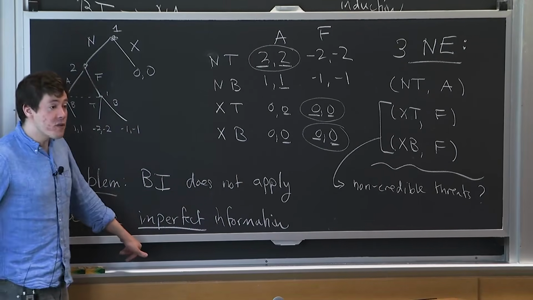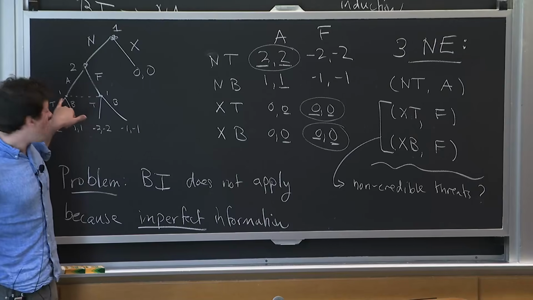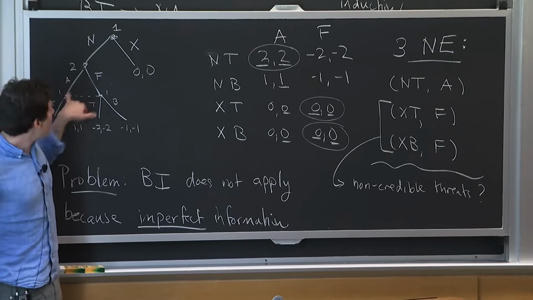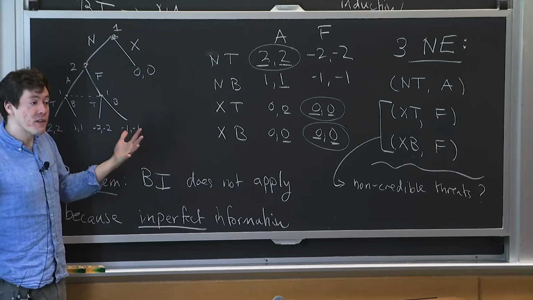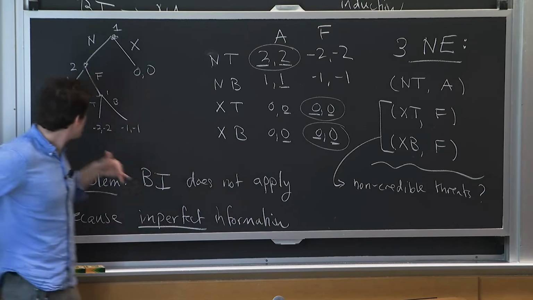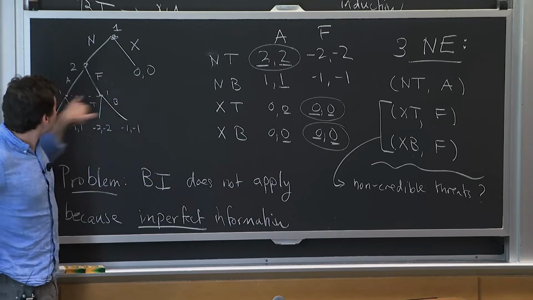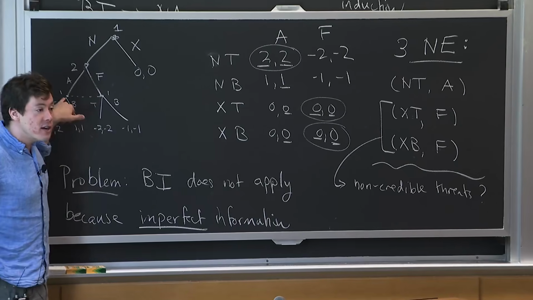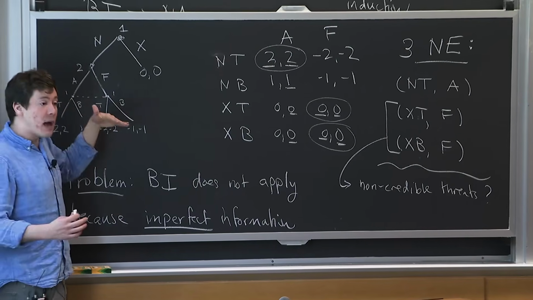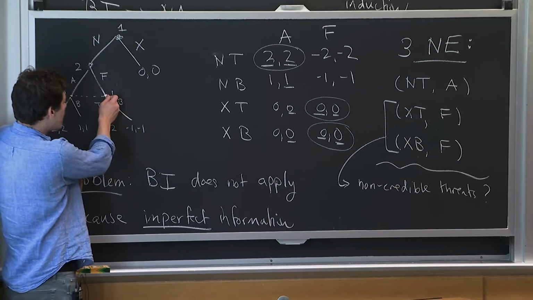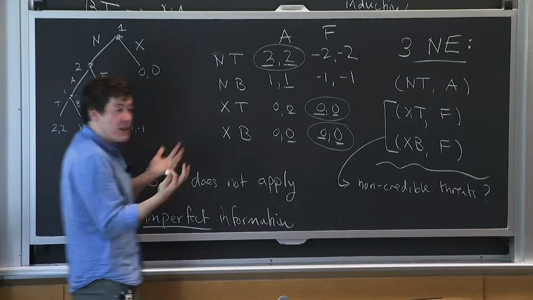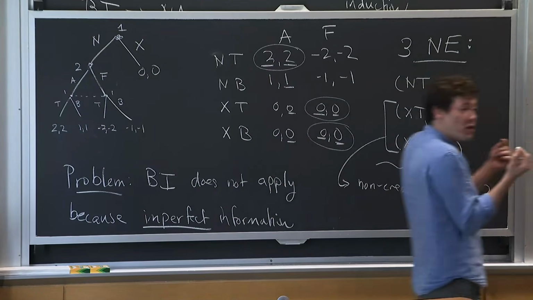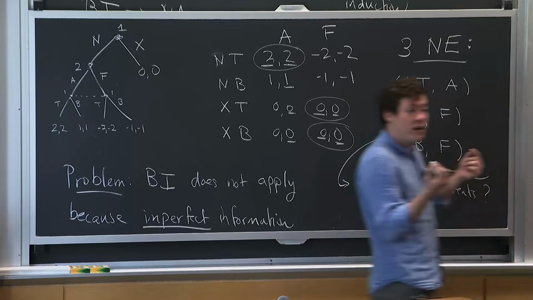What is the imperfect information here? It's that when player 1 moves down here, player 1 has not observed what player 2's action is here. So they don't have perfect information about the previous moves. And indeed, that makes it difficult to apply backward induction because when we tried to apply backward induction, we wanted to say, well, how should a player move at each of these nodes? But if you're at an information set with multiple nodes in the information set, it's not clear how to carry out this procedure.